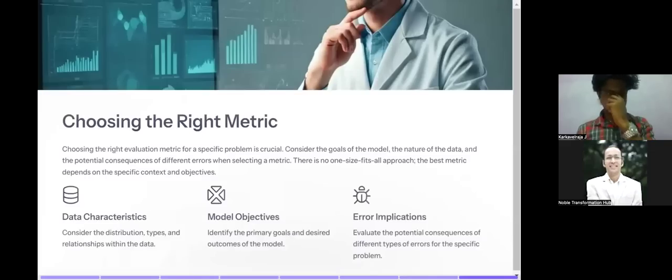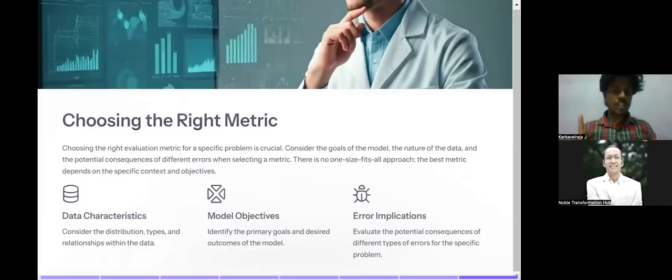Choosing the right metrics. So we have seen lots of metrics, right? In order to evaluate the model's classification accuracy, let's see how to choose the right metrics. Choosing the right evaluation metric for a specific problem is crucial. Consider the goal of the model, nature of the data, and the potential consequence of different errors when selecting a metric. What are the consequences we will be getting? These things you need to list down before choosing a metric.